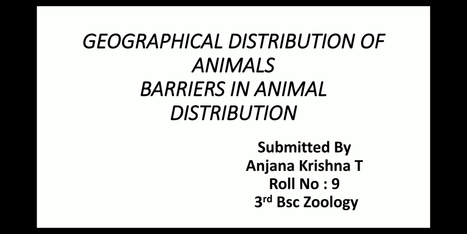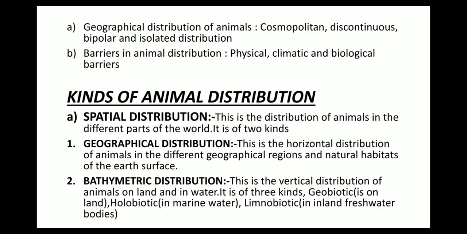Good morning, friends. Today we discuss the topic geographical distribution of animals and barriers in animal distribution. Geographical distribution of animals, that is cosmopolitan, discontinuous, bipolar and isolated distribution. Barriers in animal distribution: physical, climatic and biological barriers. First one, kinds of animal distribution.